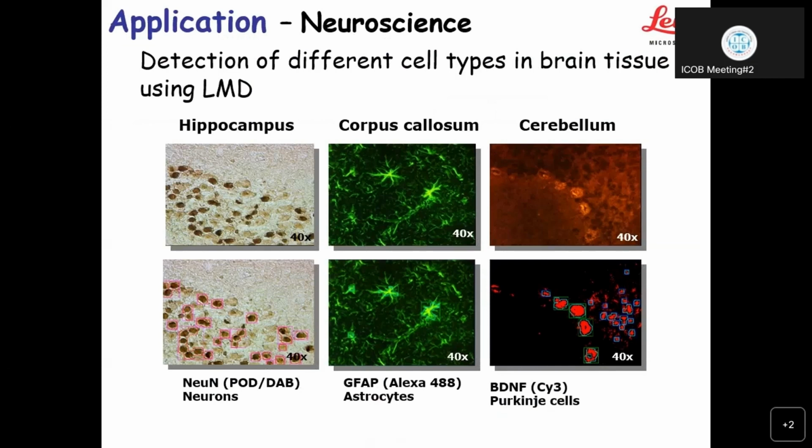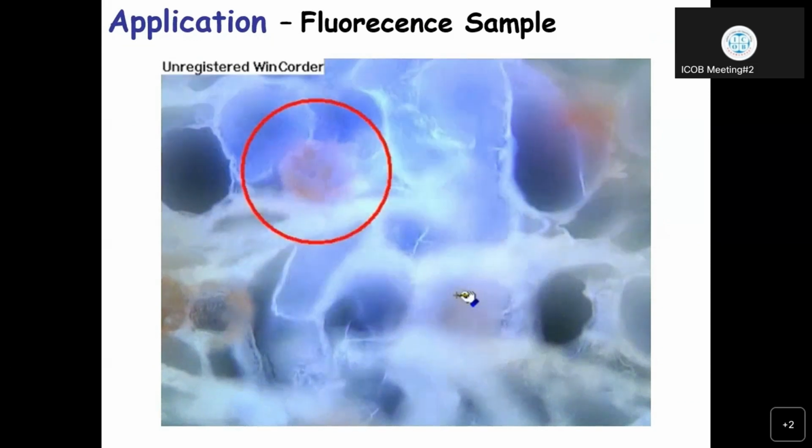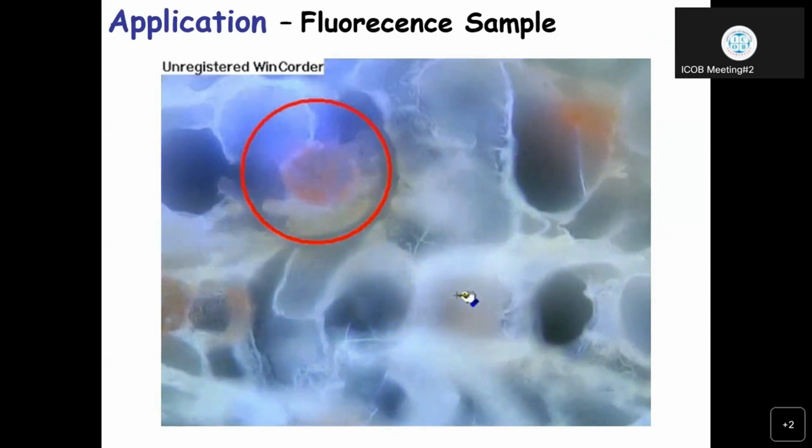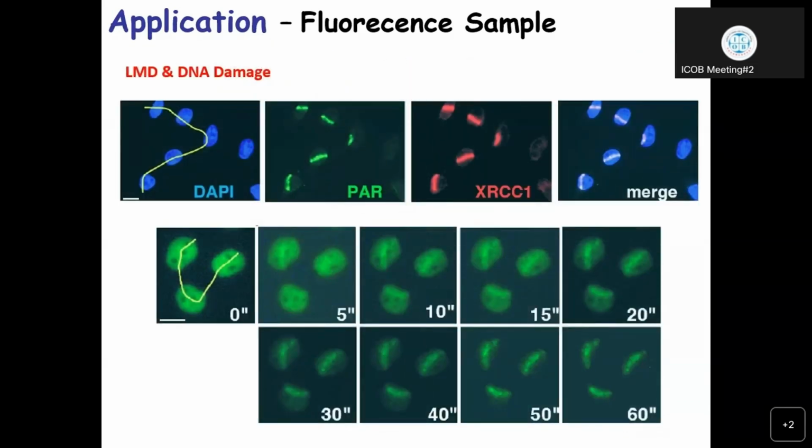It is also useful for cutting fluorescence samples. This video shows cutting a fluorescence sample using the LMD system. Draw the area that you are interested in and cut. This is another fluorescence sample. They damaged DNA using the laser beam and found that PAR and XRCC1 gathered at the damaged site.